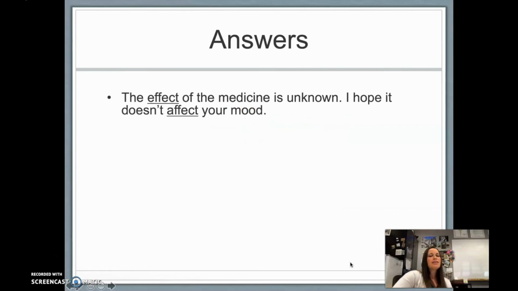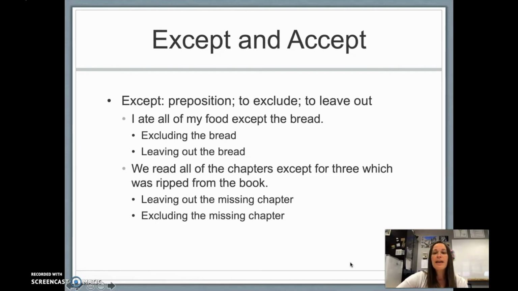Okay, answers. The effect of the medicine is unknown because it is a thing. I hope it doesn't affect your mood because it will do something to your mood. It's a verb, okay?